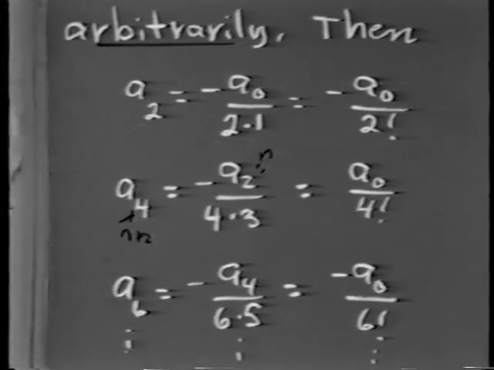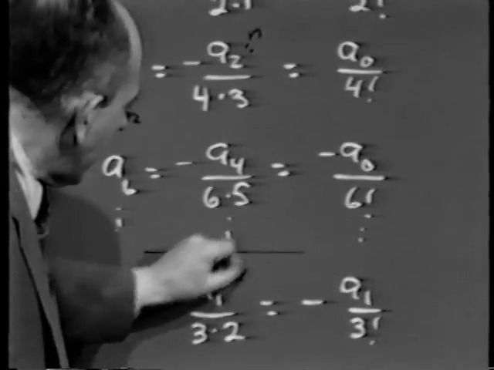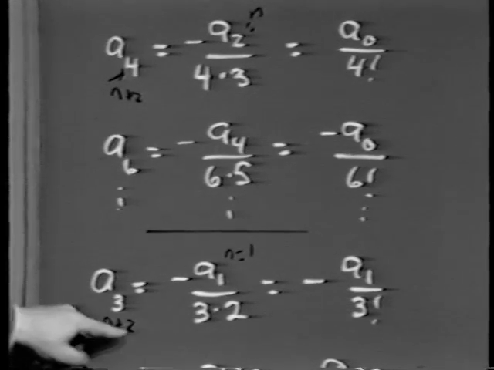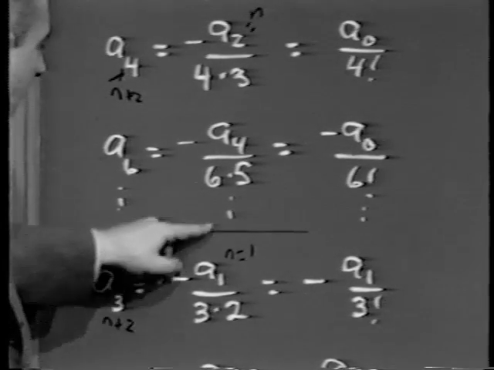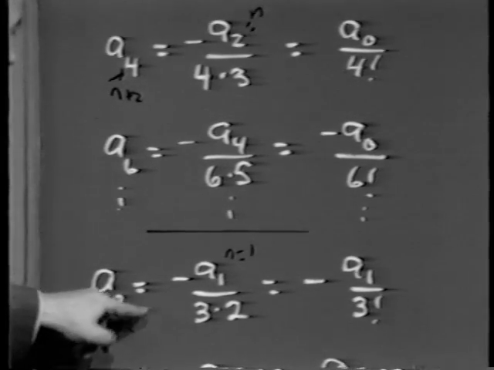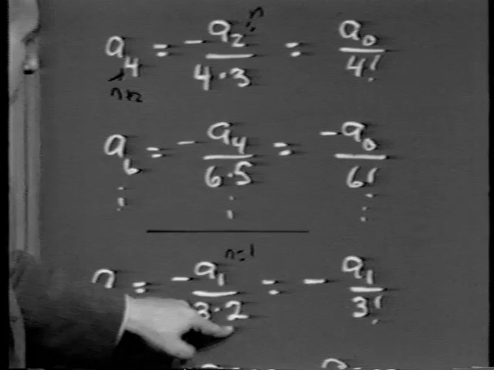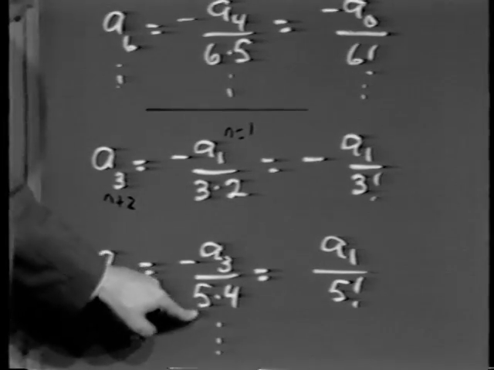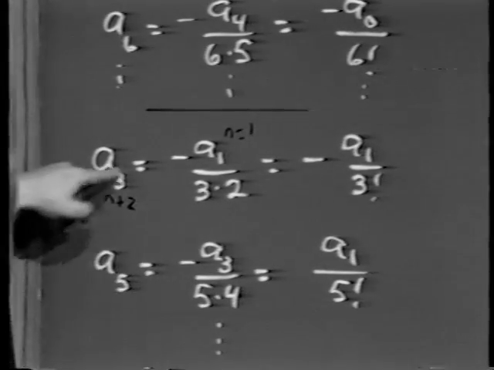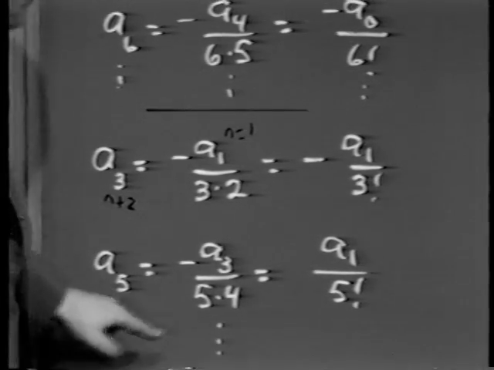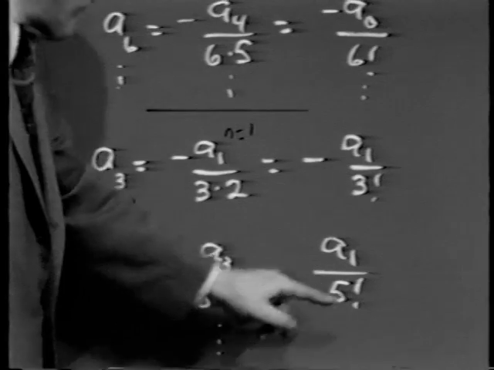In a similar way, picking n to be 1, so that n plus 2 is 3, the recipe a sub n plus 2 equals minus a sub n over n plus 2 times n plus 1 says that a3 is minus a1 over 3 times 2. That's minus a1 over 3 factorial. Similarly, a5 is minus a3 over 5 times 4. Noticing that a3 is minus a1 over 3 factorial, I see that a5 is a1 over 5 factorial.